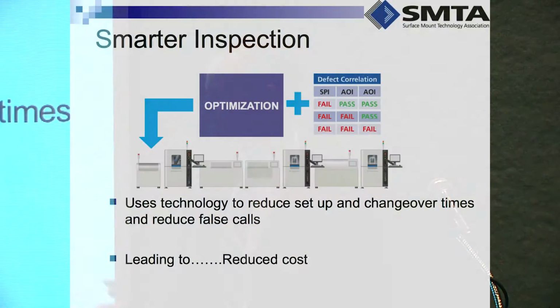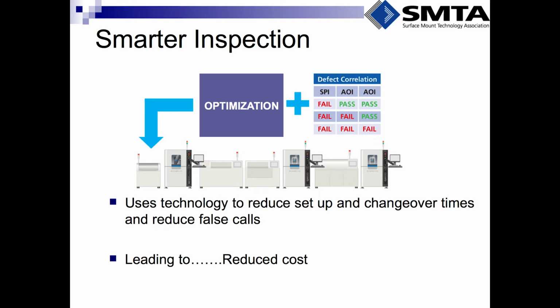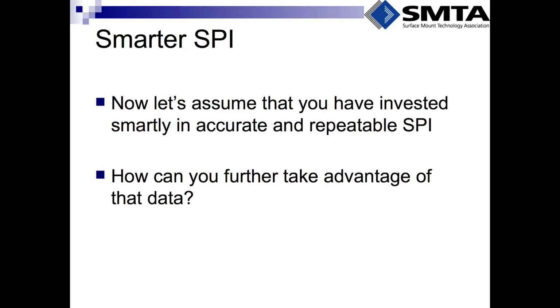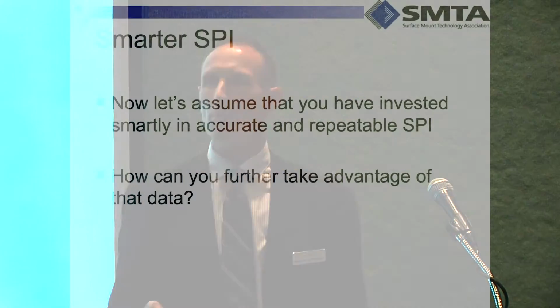What does that lead to? I think what we're all interested in, reduced cost. So now let's assume that you invested in accurate and repeatable SPI. So you have a machine that you can trust the data, and that's the key part, is you need to be able to trust the data that you get out of your SPI machine. How do you take advantage of that? Well, there's a couple ways.